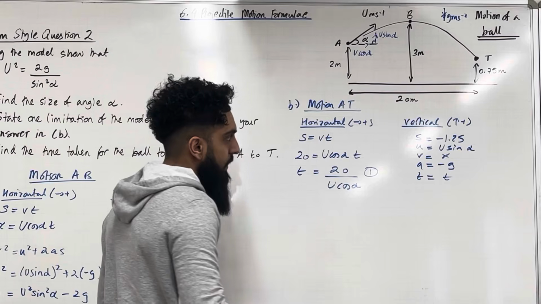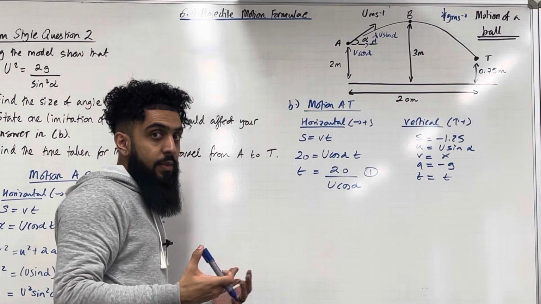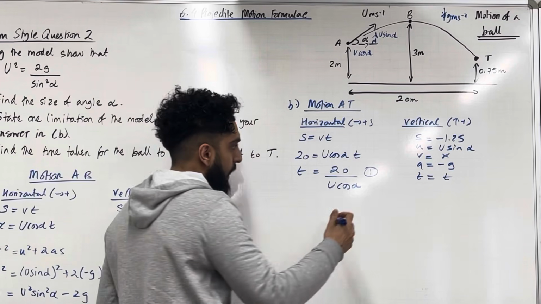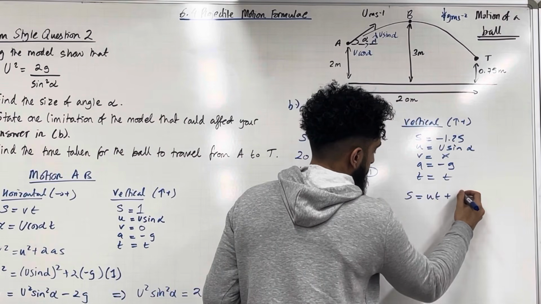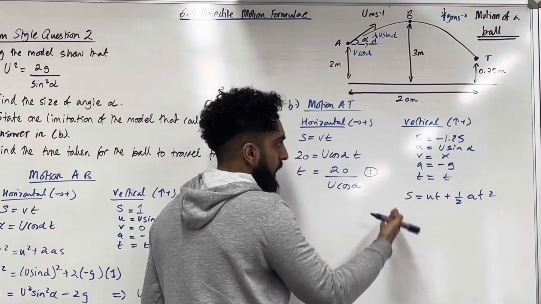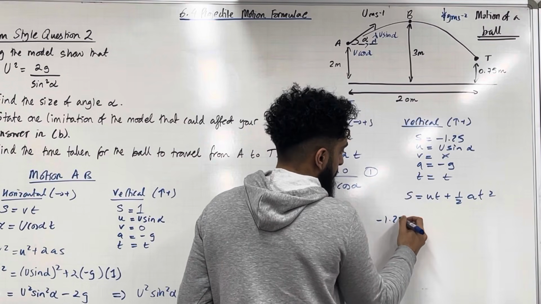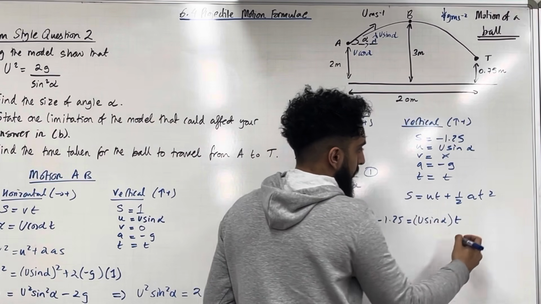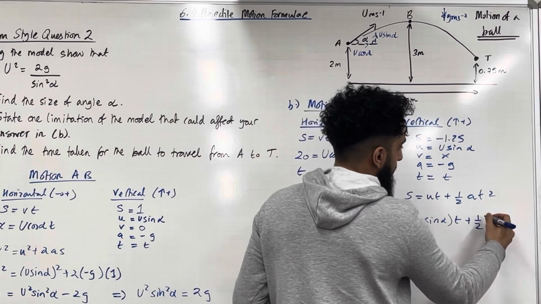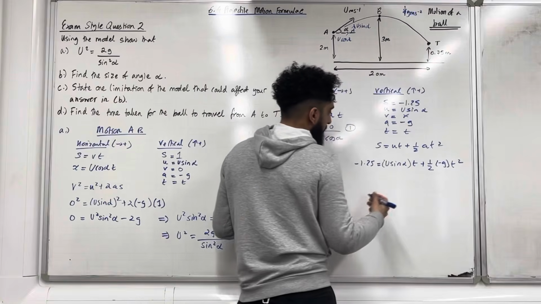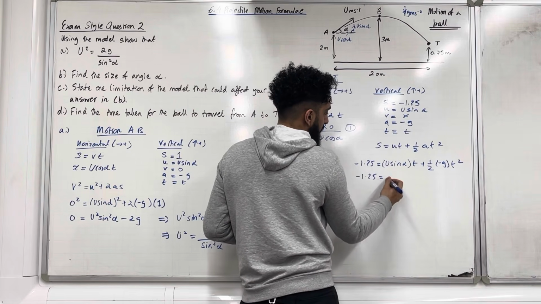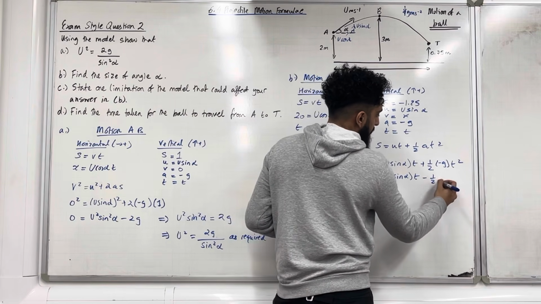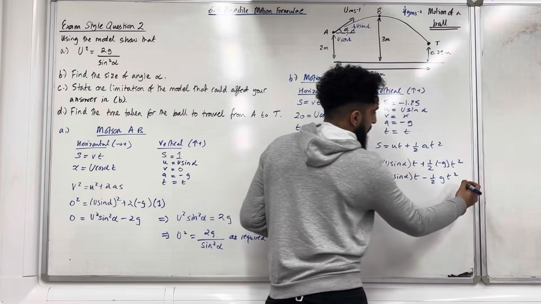Okay, so now I'm going to use a SUVAT formula to put these quantities in. And the SUVAT formula that I'm going to be using is s equals ut plus a half at squared. Plug in all the values. So we have minus 1.25 equals u sine alpha t plus a half multiplied by minus g t squared. If I clean this up, I've got minus 1.25 is equal to u sine alpha t minus a half g t squared. We can call this equation 2.